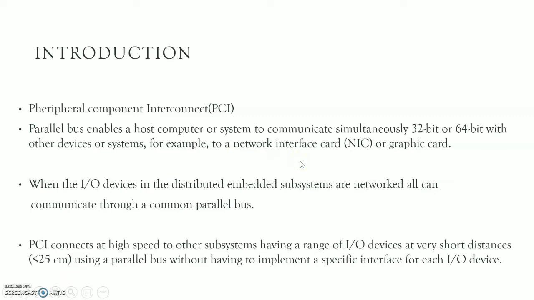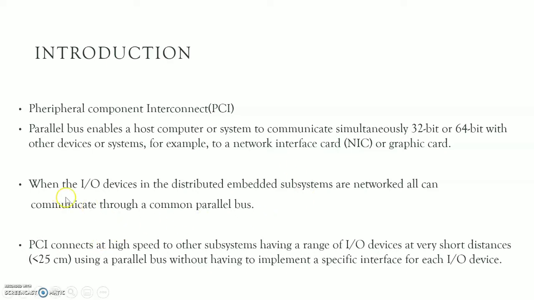So PCI is Peripheral Component Interconnect, that is the expansion of PCI. This is a parallel bus which enables the host system to communicate simultaneously 32 or 64 bits with other devices, for example a network interface card or a graphic card. In order to transfer data to the NIC or graphic card, all the 32 bits will be transferred during a single transfer.